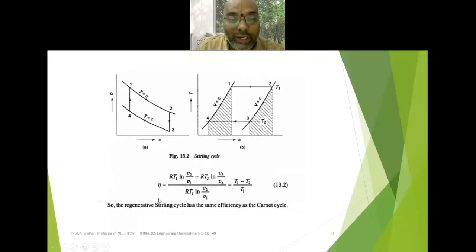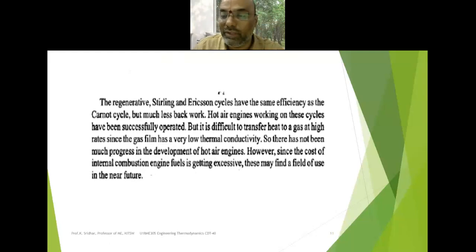Here the regenerative Stirling cycle has the same efficiency as the Carnot cycle. That is important. Even though it has the same efficiency, it has much less back work. The back work is very low compared to the Carnot cycle, even though the Ericsson cycle, Stirling cycle and Carnot cycle have the same efficiencies. The Stirling and Ericsson cycles have a lesser amount of back work. What is the reason?